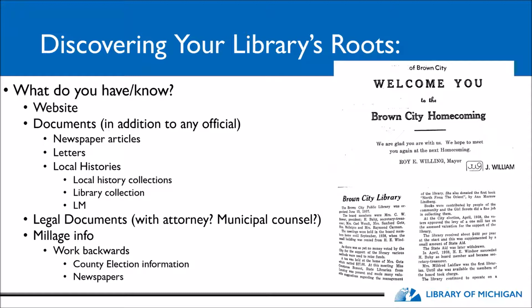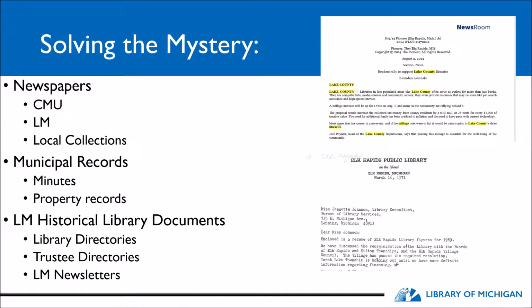So putting all those pieces together and then using that information to acquire more information, and looking at things like municipal history, like what you see on the screen here from Brown City. This was from a book that's published every so often, because Brown City holds, or used to hold, these homecomings every few years. And within these books, there's always a section on the library. And it goes through a detailed history of the library and how it came about. So that was very helpful to try to figure out how that library was established. And many other municipalities have those too.